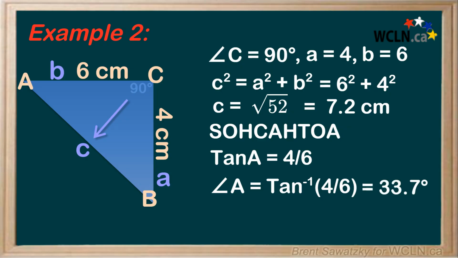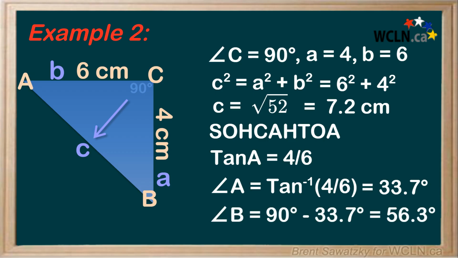So we're mostly done. We just have to figure out angle B. We know that 180 minus 90, so we're left with 90 minus 33.7 degrees is 56.3 degrees. And we have all of our values figured out. We're done.